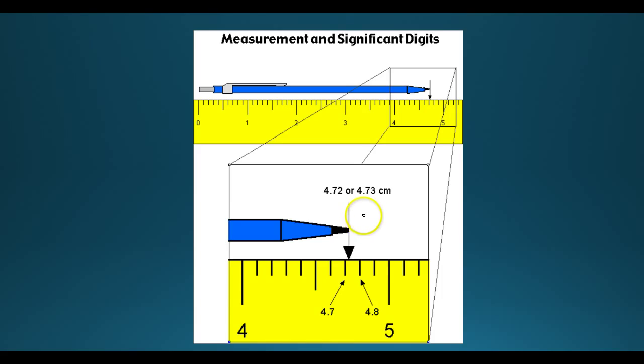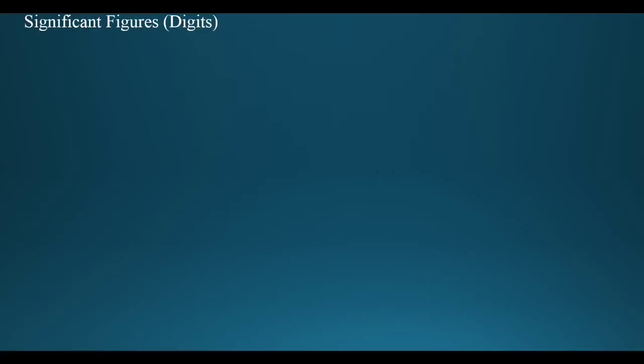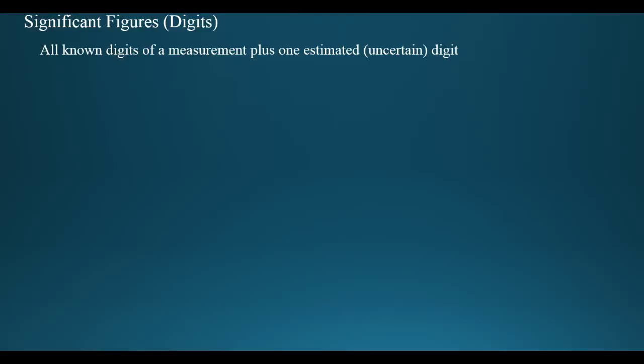the estimated digit. So when we're looking at significant digits or significant figures, we're looking at all the digits that are known for sure. In this case, the 4.7 is known for sure. Those are certain. Plus that last uncertain digit where we have to estimate what that last digit is. That is by definition significant digits. So you're going to write this down into your notes. Definition for significant figures: all known digits of a measurement plus one estimated or uncertain digit.